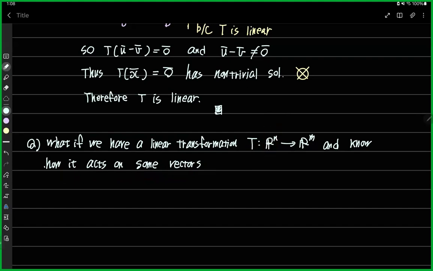So let's say we know the behavior of this linear transformation. I mean, maybe we know the graph or some information about it, but we do not know matrix A. How can you figure out matrix A? That's the question.